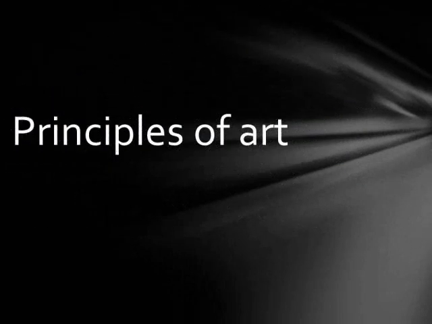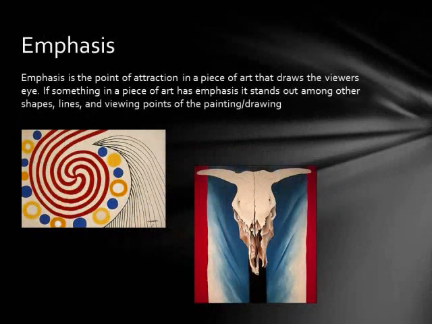Now we move on to the principles of art. First, we begin with emphasis. Emphasis is the point of attraction in a piece of art that draws the viewer's eye. If something in a piece of art has emphasis, it stands out among other shapes, lines, and viewing points of the painting and drawing.